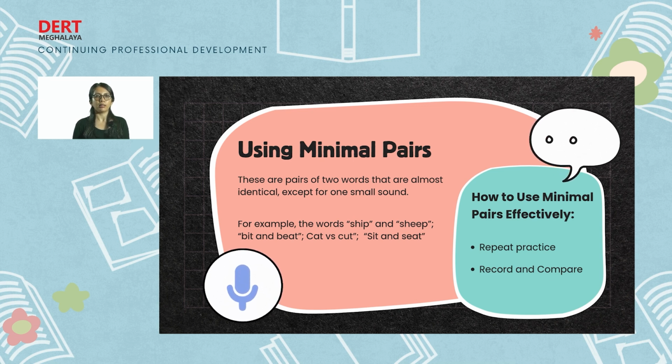Repeat practice. One such effective method is to have students repeat minimal pairs multiple times, slowly at first, then faster as they get comfortable. Record and compare. Teachers can instruct students to record themselves and compare their pronunciation to native speakers, helping them adjust their mouth shape and tongue position.